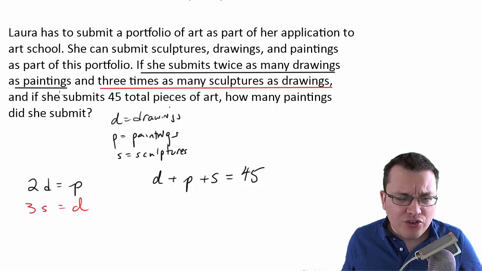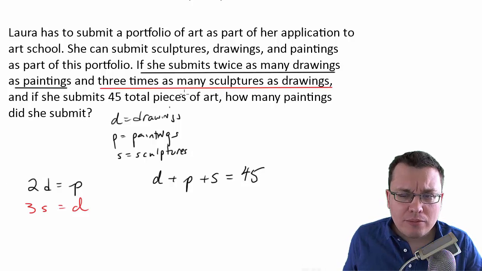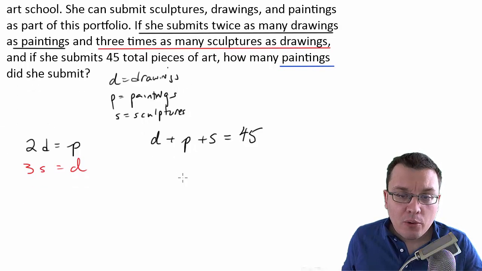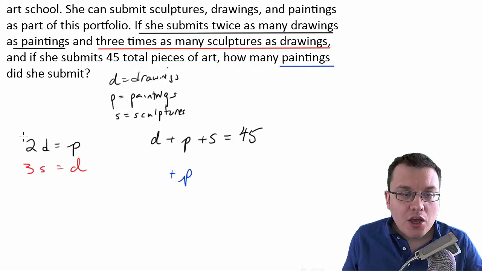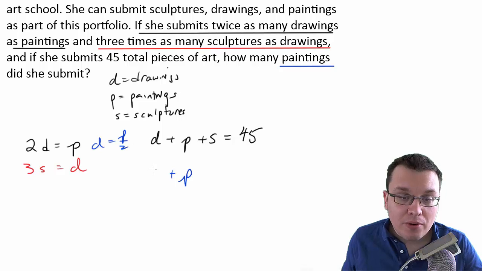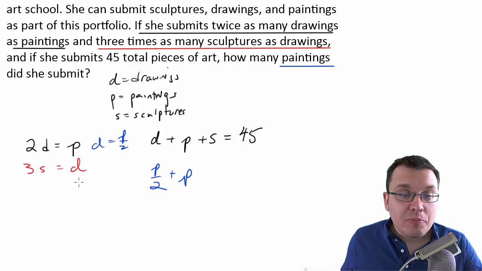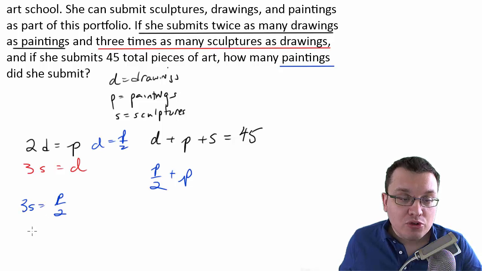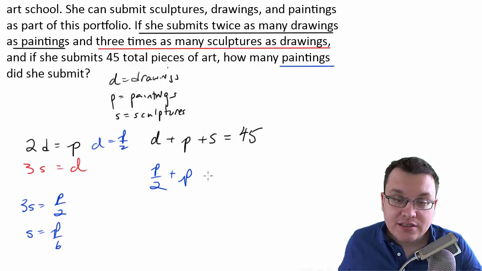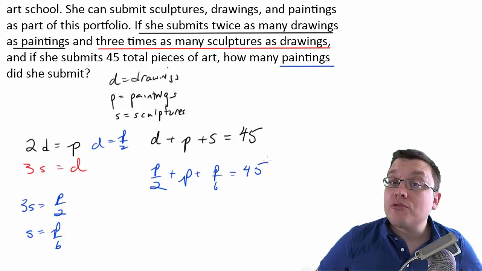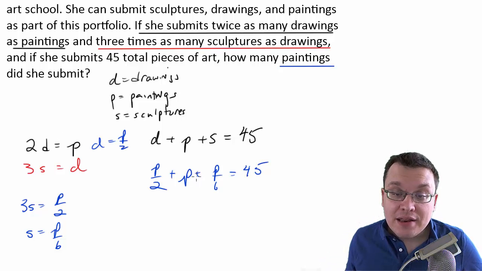So let's see, we're solving for paintings. So let's get this all in terms of P, I guess, right? We're solving for paintings. So we're going to leave this P the same. 2D equals P, so that means D is P over 2. So I'm going to make that substitution here. And since D is P over 2, that would mean 3S is P over 2, which would mean S is P over 6. So I'm going to write P over 6. So making those substitutions, I get this all in terms of P. Now I need to solve this equation.